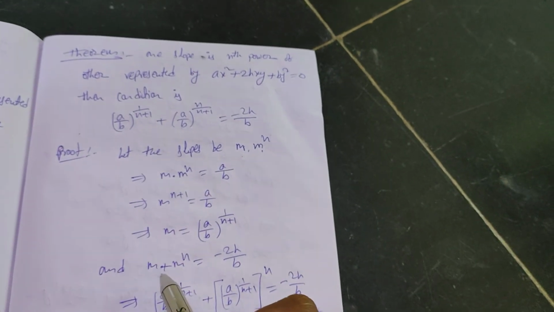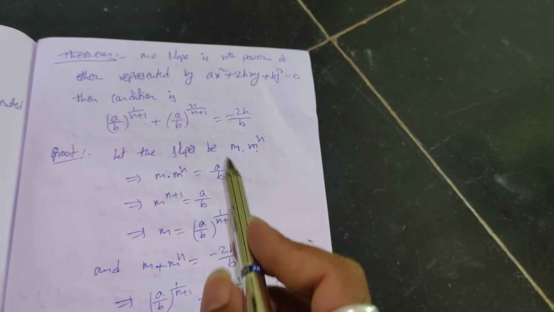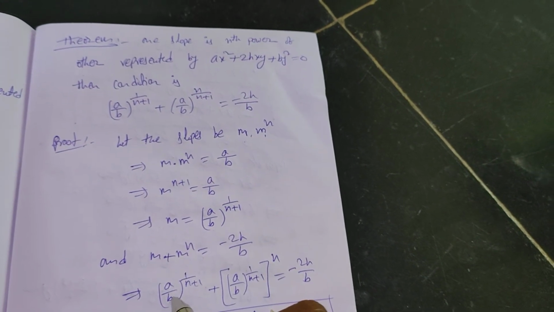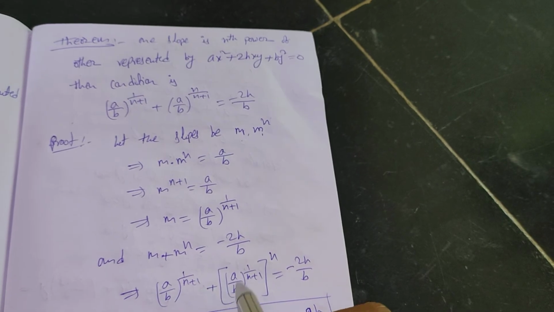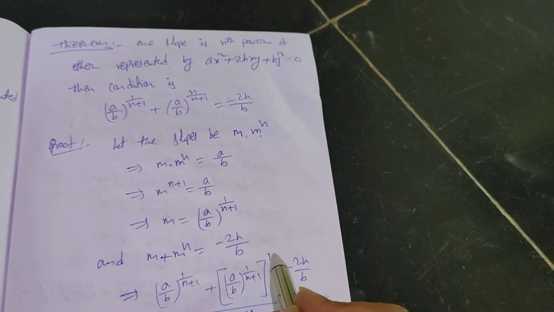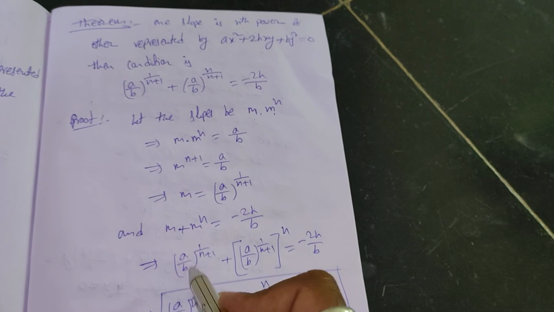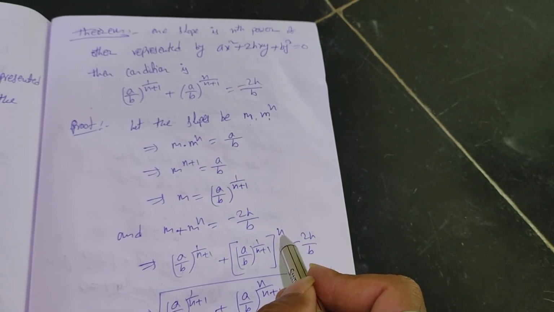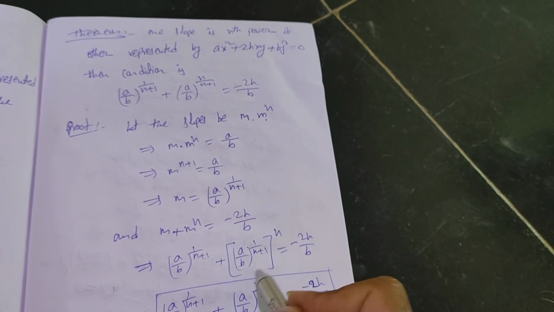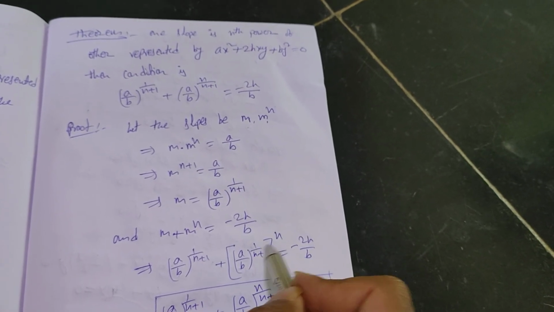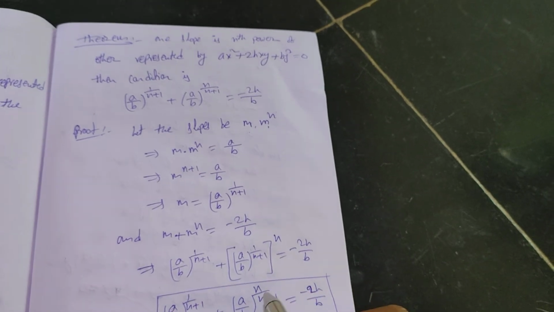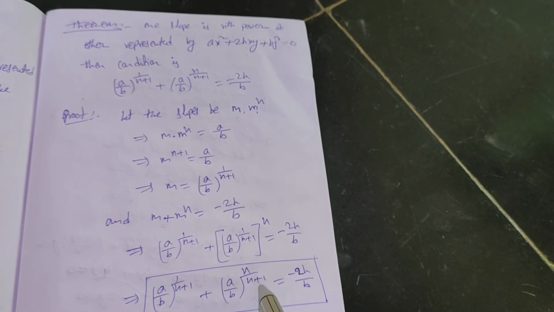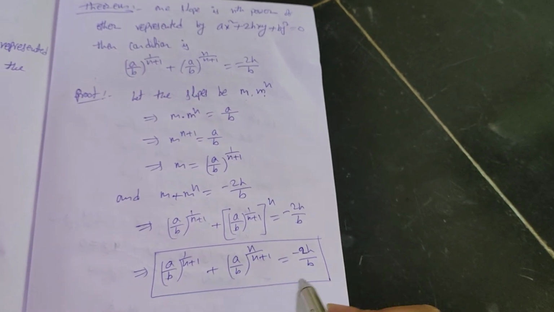Same, you take the sum of the slopes: m plus m power n is equal to minus 2h by b. So here you substitute this m. What do you have? a by b whole power 1 by n plus 1 plus a by b whole power 1 by n plus 1 whole power n is equal to minus 2h by b. So this is nothing but a by b whole power 1 by n plus 1, plus a power n whole power n, a power mn. That means a by b whole power n into 1 by n plus 1, and n into 1 by n plus 1 is nothing but n by n plus 1 only. That means a by b whole power n by n plus 1 is equal to minus 2h by b. This is our required condition.